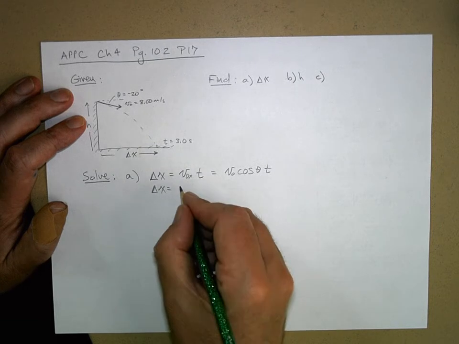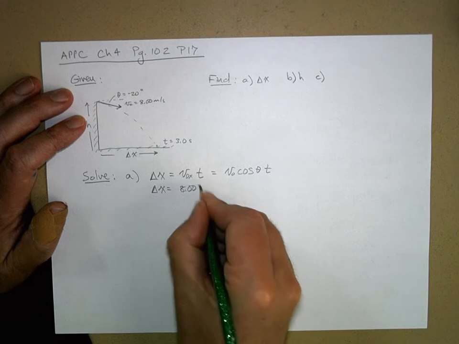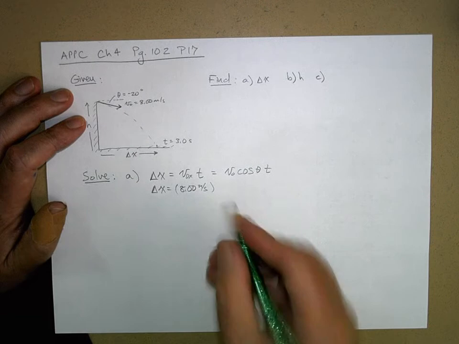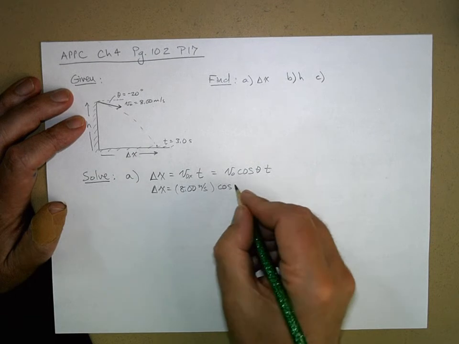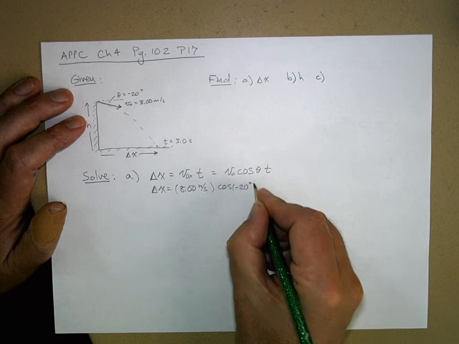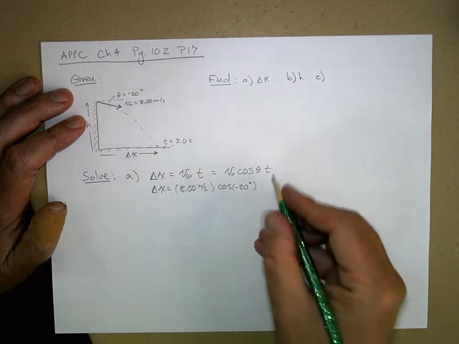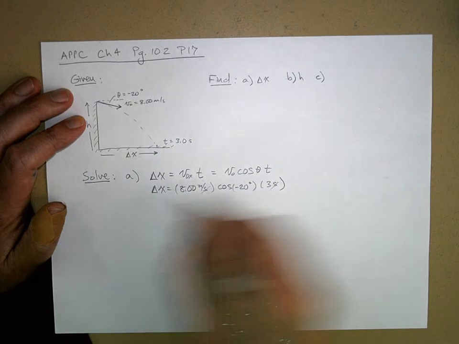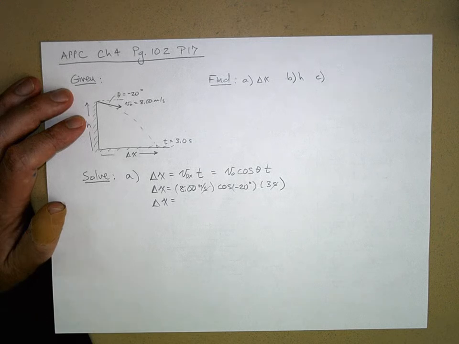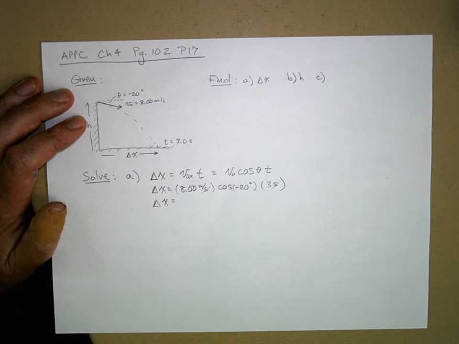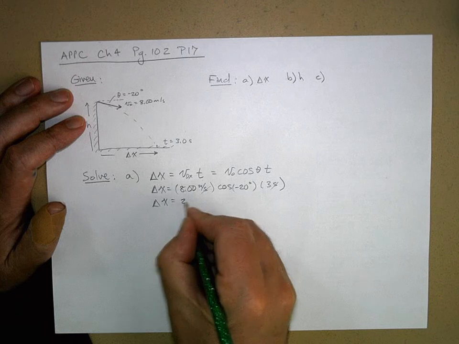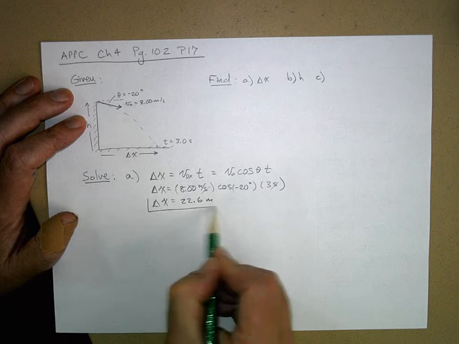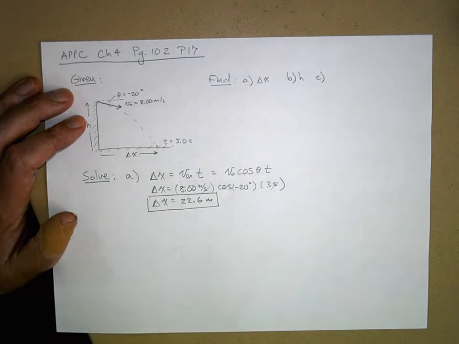Delta x equals, well, v naught was given to be 8.00 meters per second. We only want that horizontal component, right? So we're going to multiply that by the cosine of negative 20 degrees. That's the launch angle. And then we'll multiply it by time, which is 3 seconds. Of course, the seconds will cancel. And so delta x turns out to be equal to 22.6 meters. Is that right? Okay. You plug it into your calculator. Box answer.